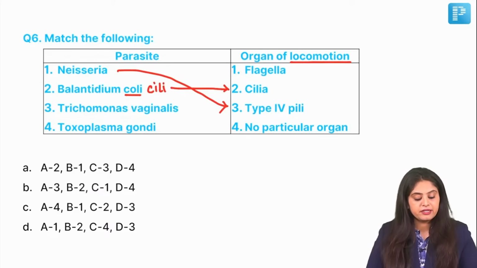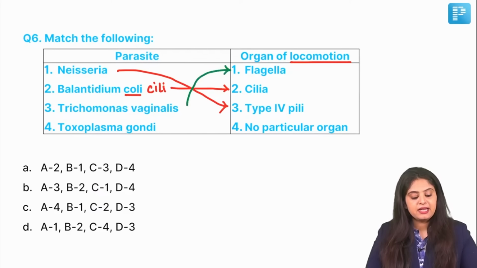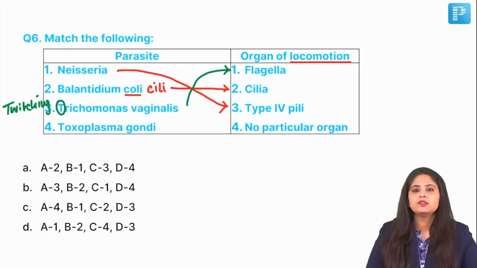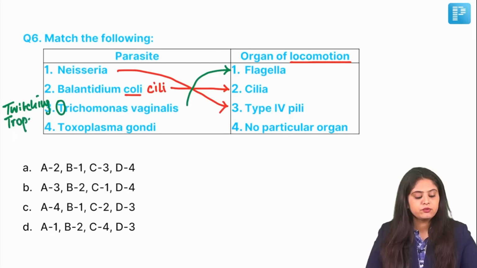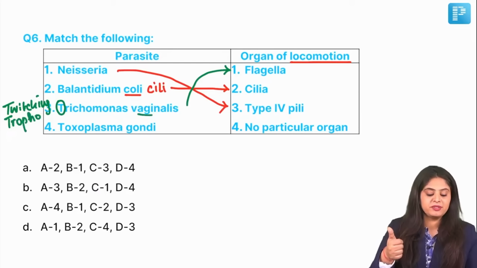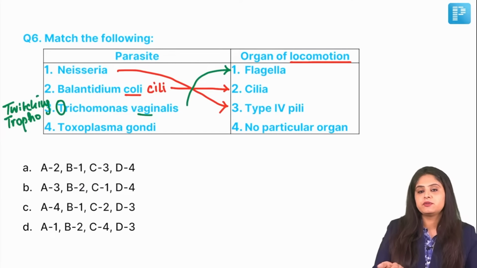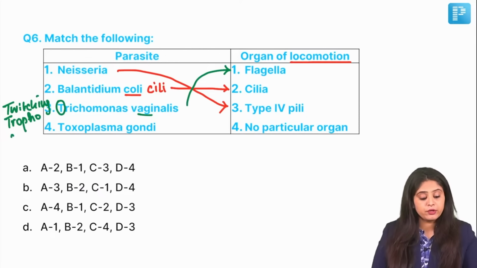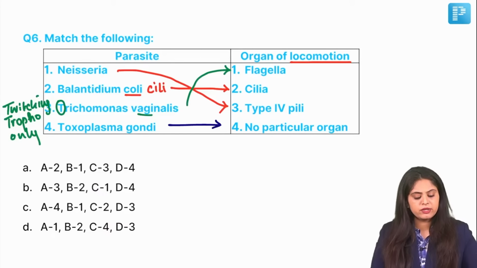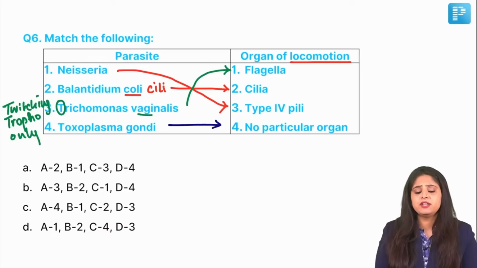How can you forget Trichomonas vaginalis? Can you tell me, T for Trichomonas vaginalis, T for which type of motility? Twitching motility. And which forms does Trichomonas have? Does it have a trophozoite, a cyst, or both? It only has the trophozoite form. So Trichomonas, the strawberry cervix one, is going to have twitching motility. It is going to have trophozoite only, and it is because of a flagella. For Toxoplasma gondii, I don't read any motility, it doesn't have any organ. So I think by now you were able to solve this easily.